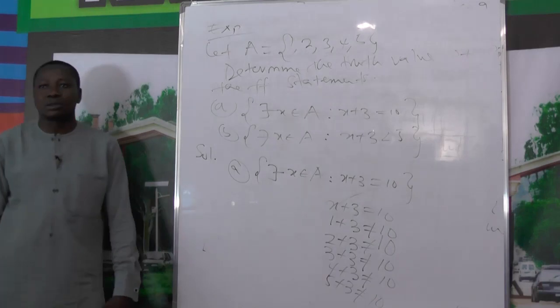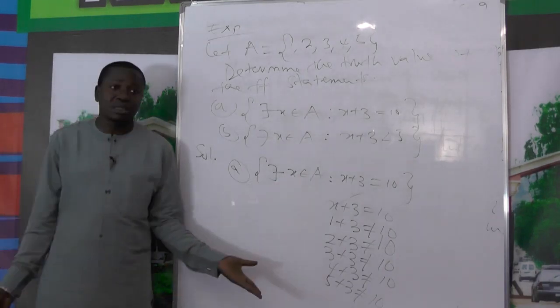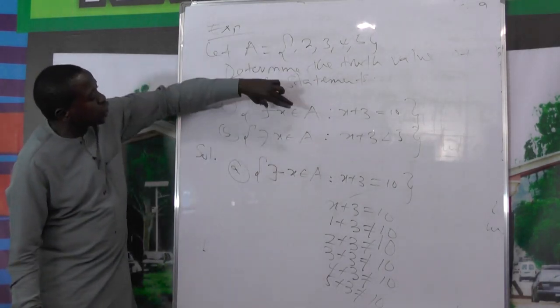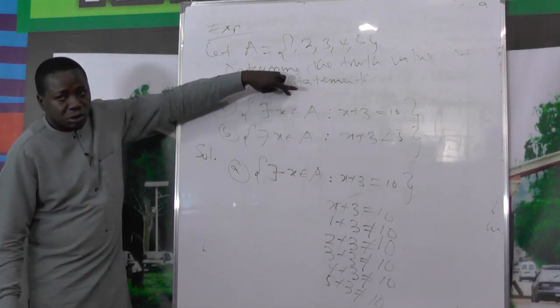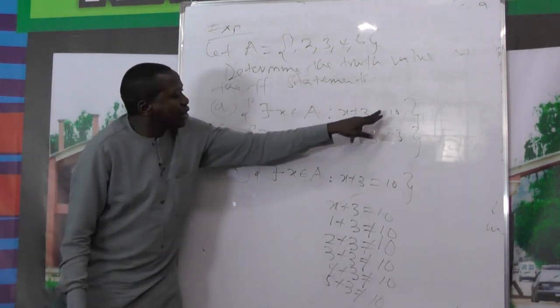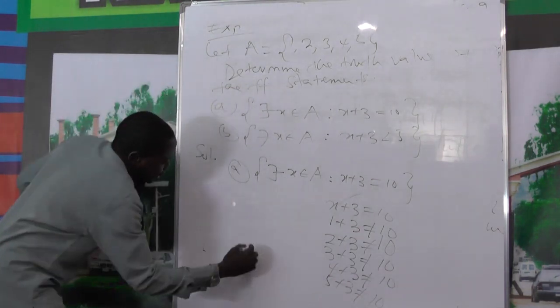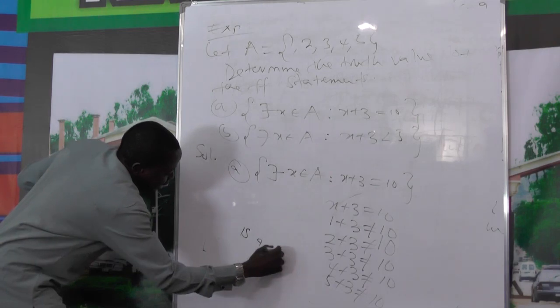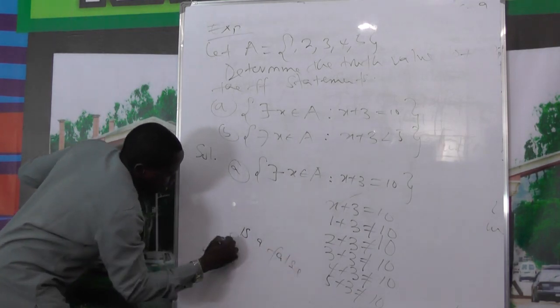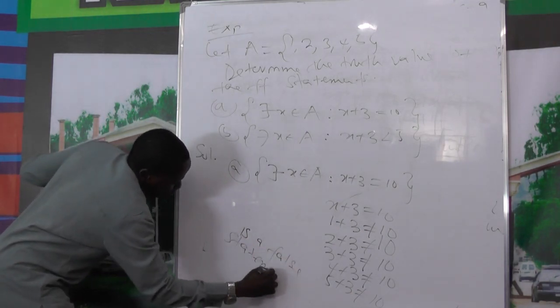So how do we conclude now? Our statement is a false statement. This statement is not true. It's false, because none of these numbers gives us 10. So your conclusion is what? This statement is a false statement.